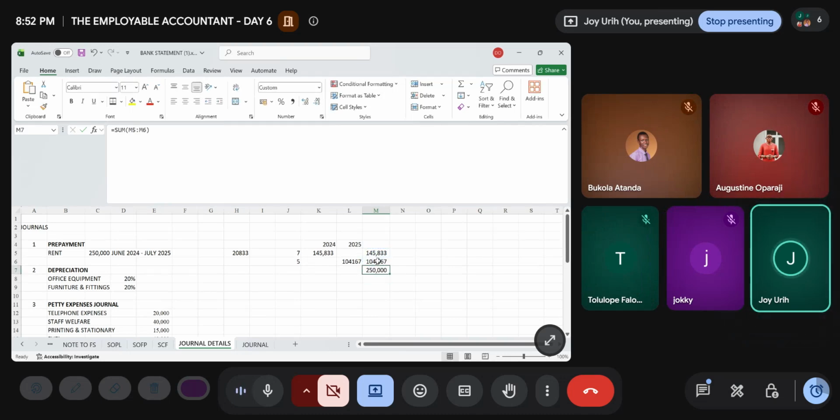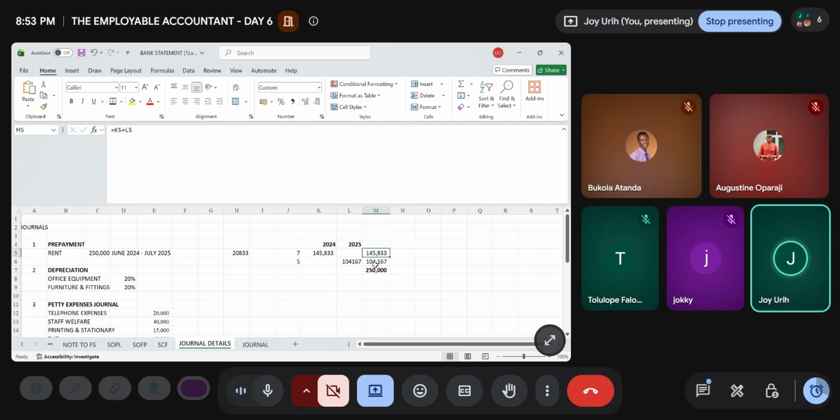So it must give you 250,000. So the next thing you want to do is, okay, which part am I going to recognize as my rent for the year, and which part is going to go into accruals or prepayment? So we don't have accruals here. What we have is prepaid rent because it's paying ahead. So the part that will be recognized as rent is 145,000. So 145,000 will be recognized as rent, while 104,000 will be recognized as prepaid rent.